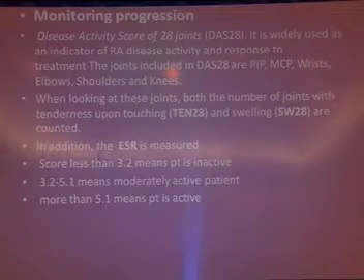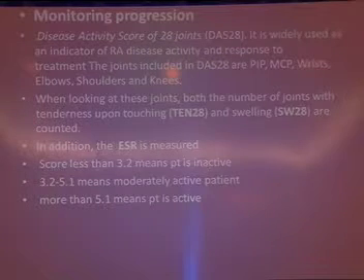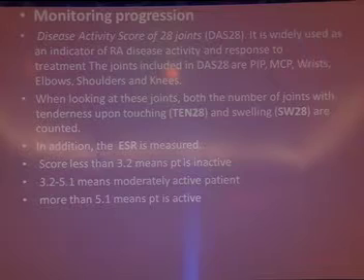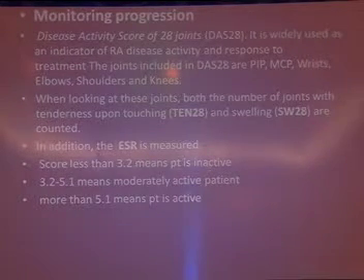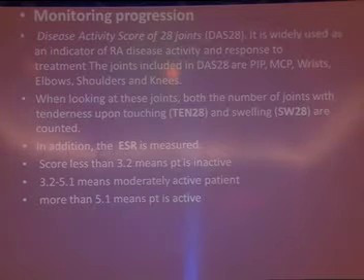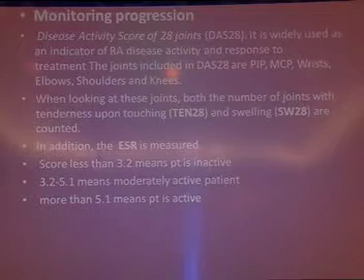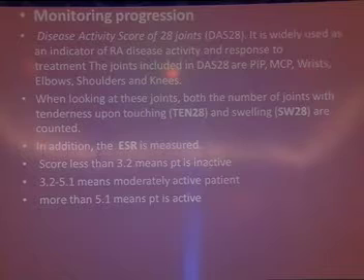Monitoring progression, we have been using the DAS score, the disease activity score, DAS28. It is a widely used indicator of RA disease activity and its response to treatment. The joints included in this DAS28 are PIP, MCP, wrists, elbows, shoulders, and knees. Now, when looking at these joints, both the number of joints with tenderness upon touching, that is TEN28, and swelling, that is SW28, are counted. In addition, the ESR is measured.